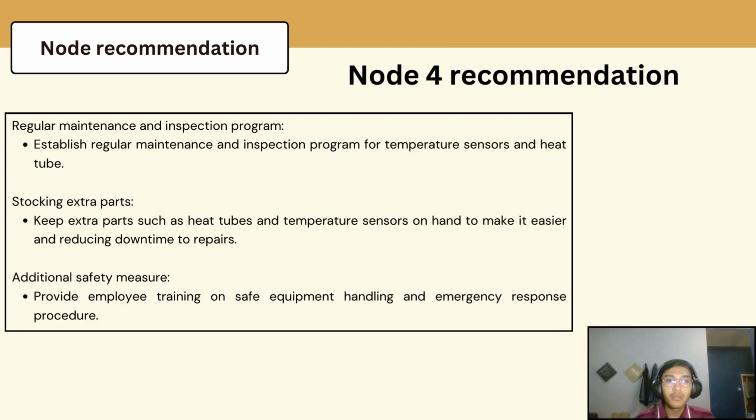Node 4 recommendation: our group recommends a regular maintenance and inspection program, which is to establish a regular maintenance and inspection program for the temperature sensor and heat tube. Next is stocking extra parts, which is to keep extra parts such as heat tubes and temperature sensors on hand to make repairs easier and reduce downtime. And lastly is additional safety measures. Provide employee training on safe equipment handling and emergency response procedures.